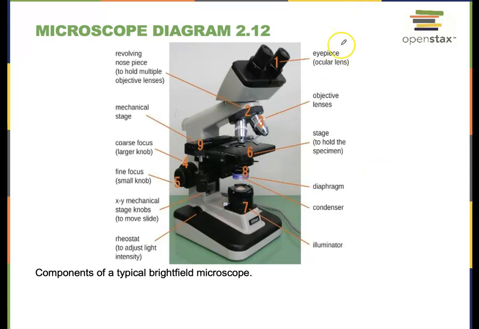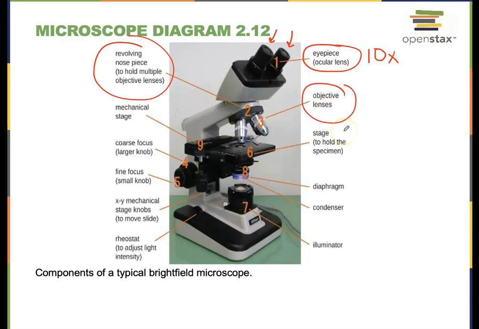The ocular lenses are going to have a magnification of 10x separately. This is a binocular microscope, meaning that you have 2 ocular lenses to look through with both eyes open. Some microscopes only have 1, and that's a monocular, but we have a binocular microscope. We have our revolving nose piece, with objective lenses with different powers on them. I want to talk a little bit about the diaphragm and the condenser.